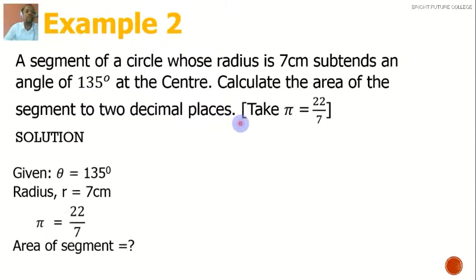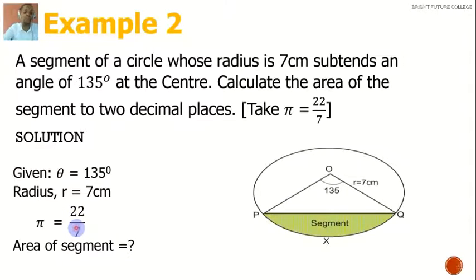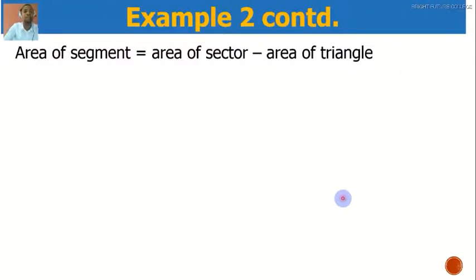As before, we will have to list the parameters that are given to us in the question. Then we go ahead to sketch the problem, making use of the parameters. You can see the radius here, 7 cm, the angle is 135. With that, we go ahead to find the area of the sector and that of the triangle. Area of segment is equal to area of a sector minus area of triangle.